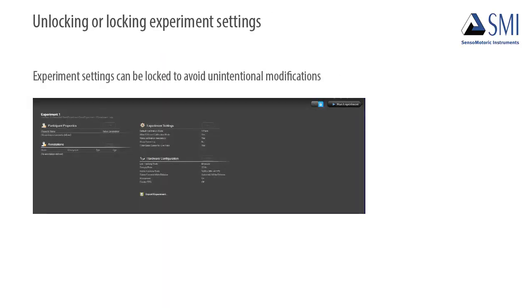You can lock experiment settings to avoid unintentional modifications. A blue padlock signifies settings are locked. If locked, click the blue padlock to unlock. The padlock will then display in orange when it's unlocked.